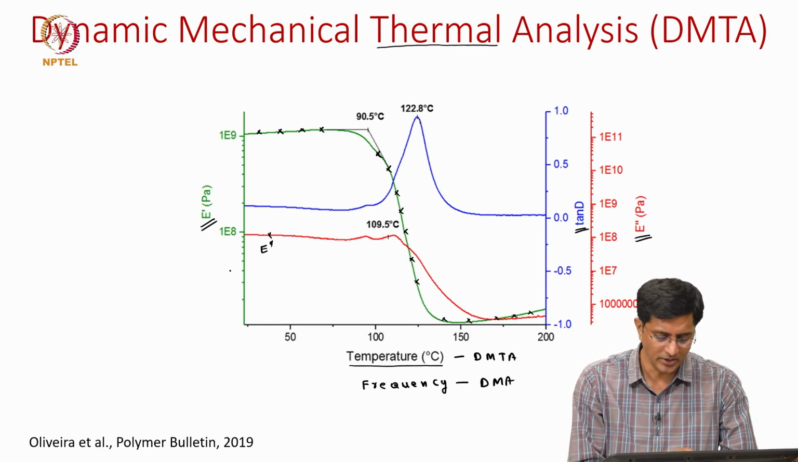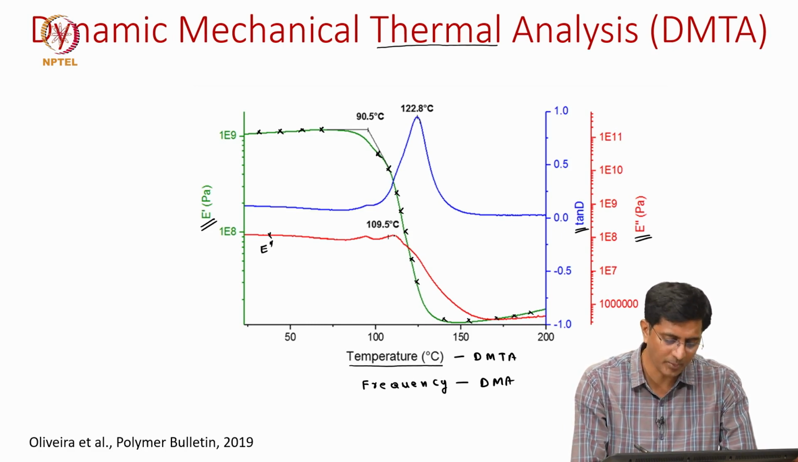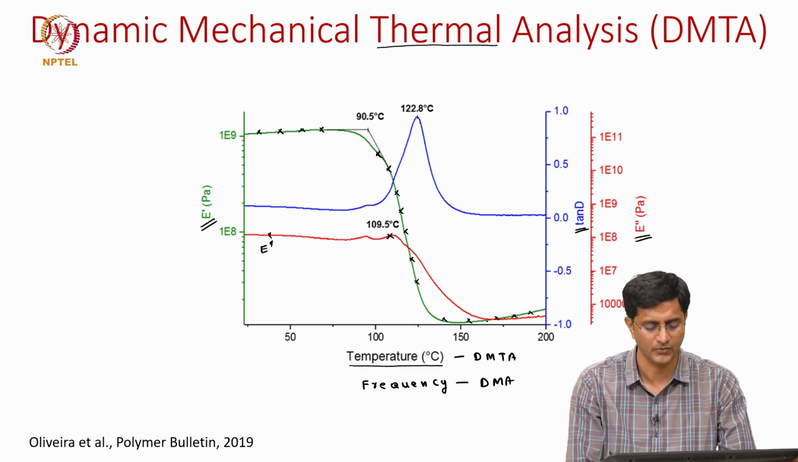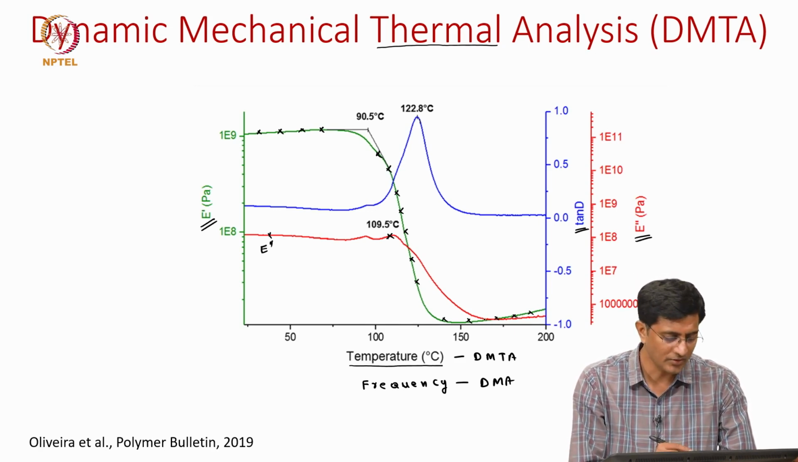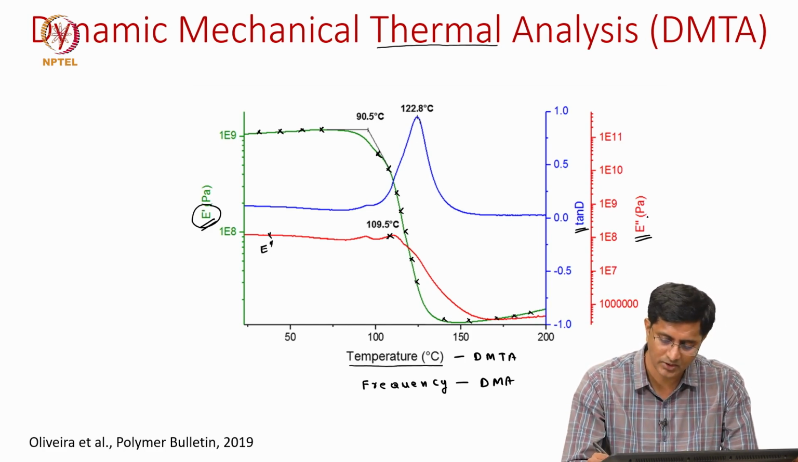So, initially at low temperatures these values are more or less constant, and then we see some peak happening at the glass transition temperature, somewhere here. But after the glass transition temperature the loss modulus value is significantly reduced. Okay. So, we have seen the storage modulus and we have seen the loss modulus.